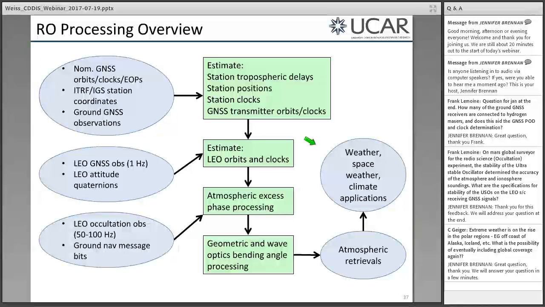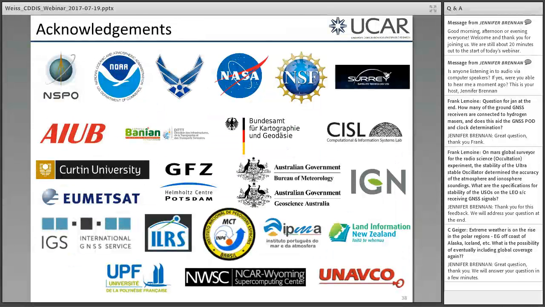And all of this is done in near real time for some missions and in post-processing as well as reprocessing modes for many missions, as we showed earlier. So I'd like to thank you for listening, and I'll just put up one more slide.